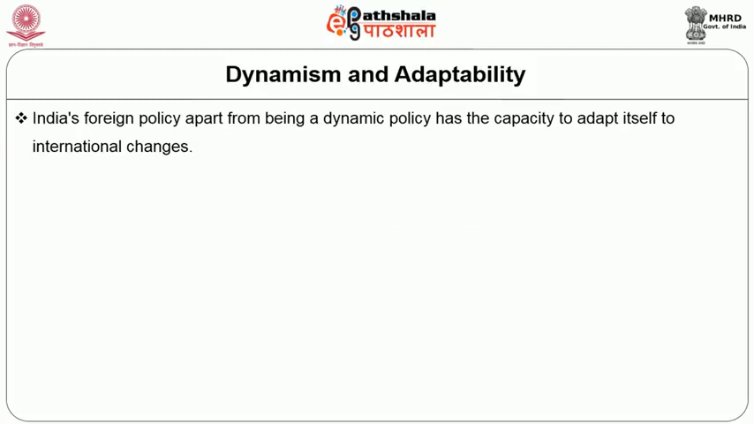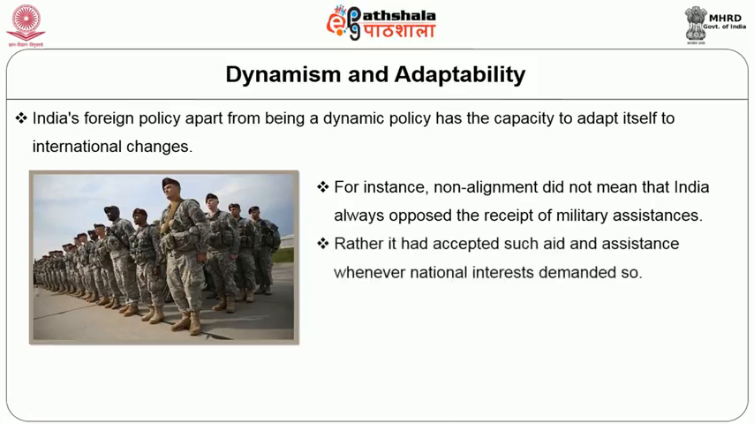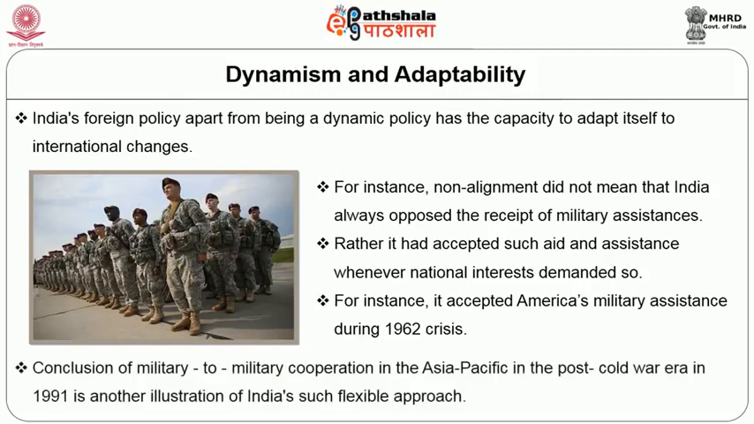Dynamism and adaptability. India's foreign policy, apart from being a dynamic policy, has the capacity to adapt itself to international changes. For instance, non-alignment did not mean that India always opposed the receipt of military assistance. Rather, it accepted such aid and assistance whenever national interests demanded so. For instance, it accepted America's military assistance during the 1962 crisis. Conclusion of military-to-military cooperation in the Asia-Pacific in the post-Cold War era in 1991 is another illustration of India's such flexible approach.